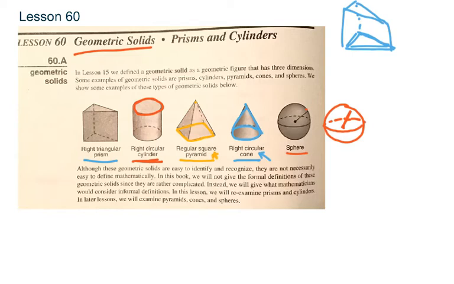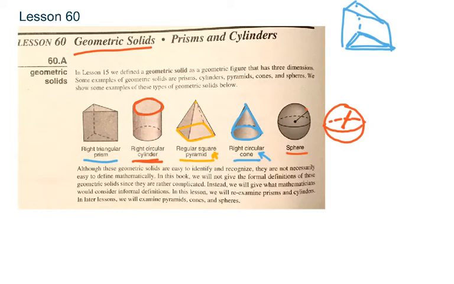So these geometric solids are easy to identify and recognize once we learn all their names, but they're not necessarily easy to define mathematically. In this book, they're not going to give the formal definitions of these geometric solids since they are rather complicated. Instead, we're going to give what mathematicians would consider informal definitions. So in this lesson, we're going to re-examine prisms and cylinders. In later lessons, we'll talk about pyramids and cones.